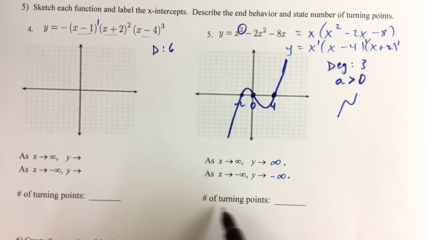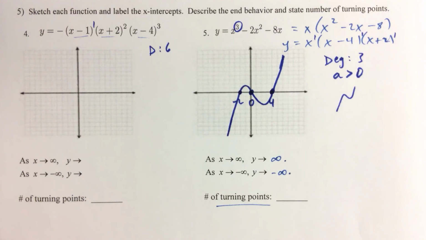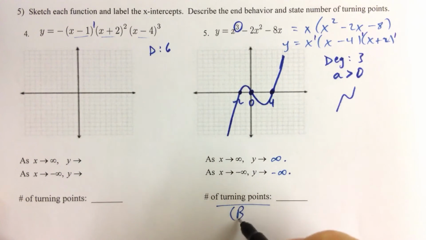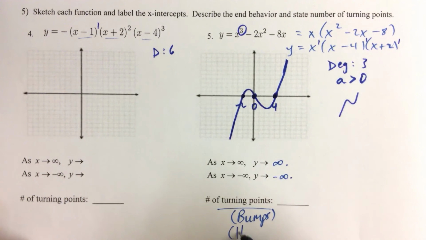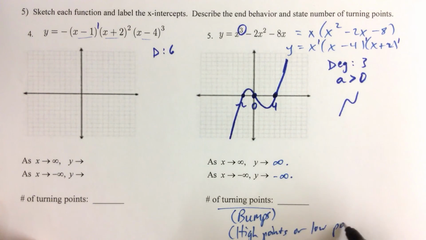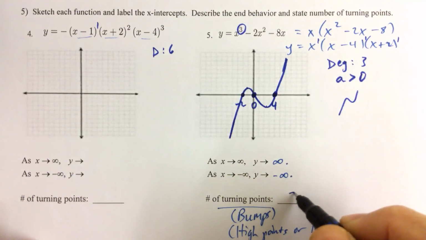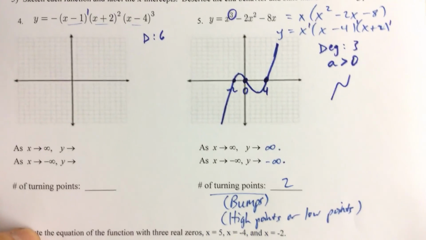Now the number of turning points, I don't think we've really talked about that. Turning points are just bumps. So the number of bumps, high points or low points. Well, we have one high point there and one low point there, so we count that as 2 turning points.